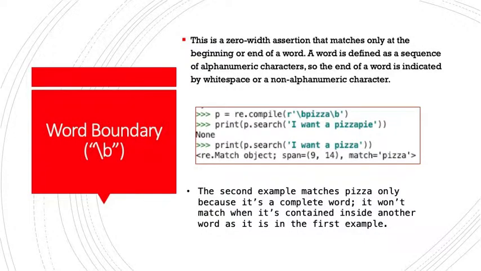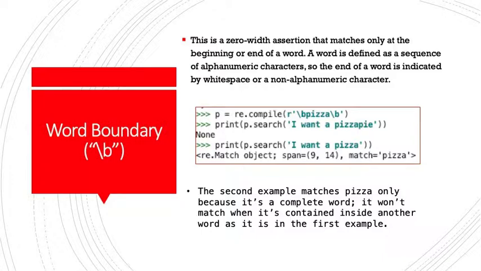So welcome to the wonderful world of word boundary. So here we have \b. This is a zero width assertion that matches only at the beginning and end of a word. A word is defined as a sequence of alphanumeric characters. So the end of the word is indicated by white space or a non-alphanumeric character.